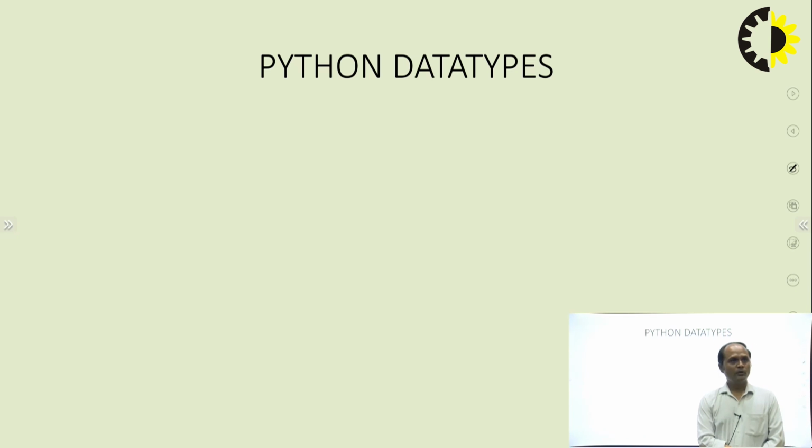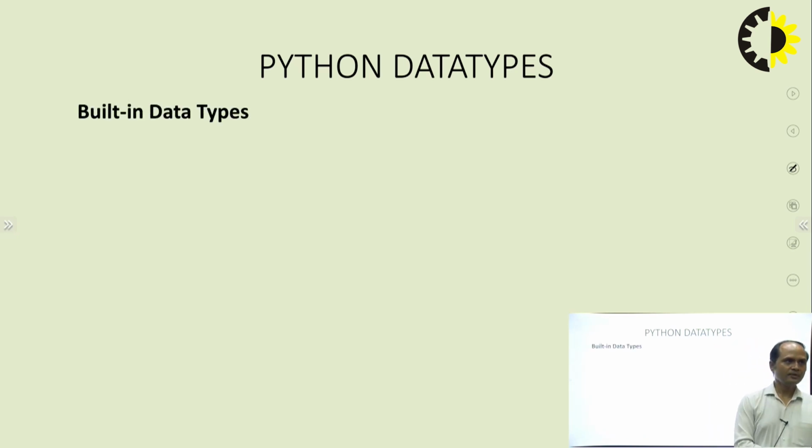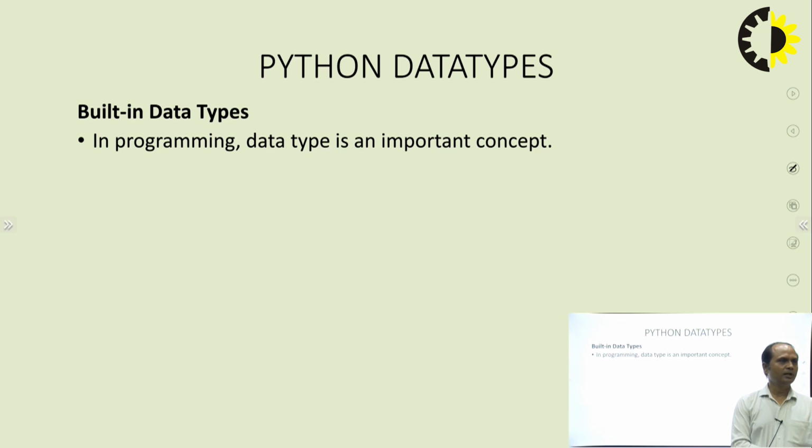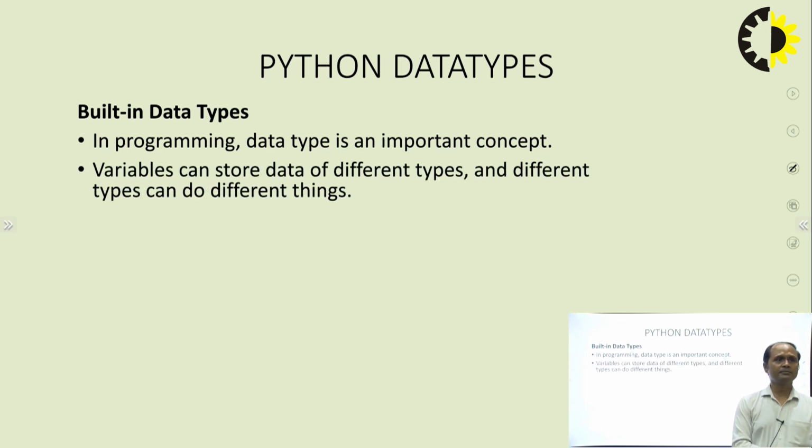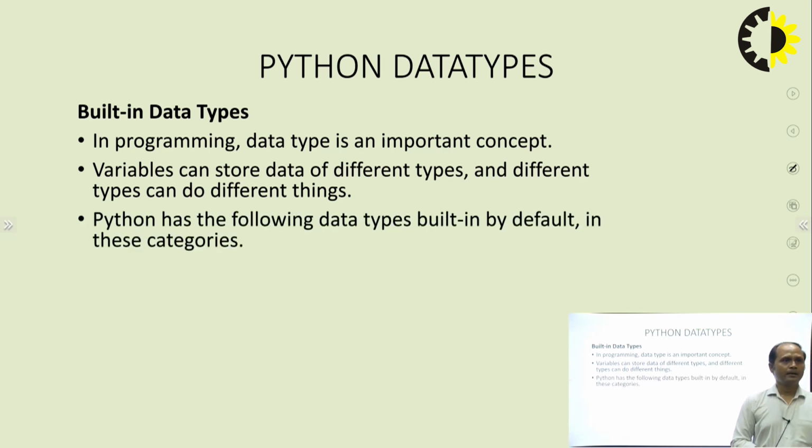Now we will discuss Python data types. Python data types are of two types: built-in data types and user-defined data types. What are built-in data types? Built-in data types are those available in the programming language's library files. Variables can store different types of data, and different types can do different things. Built-in data types are available by default in the Python libraries.